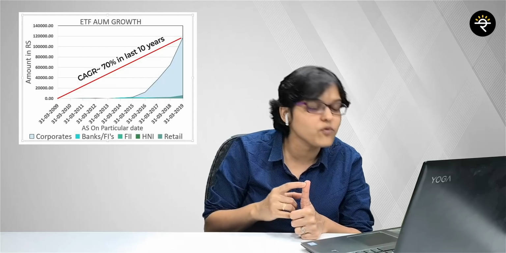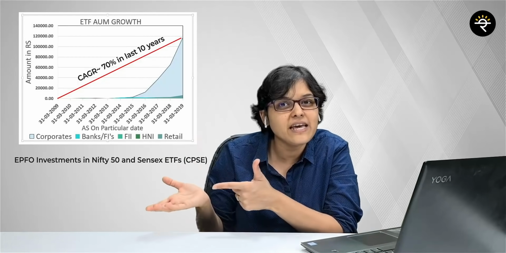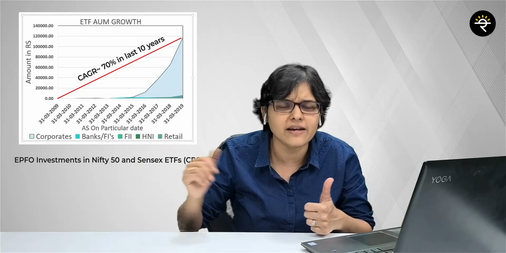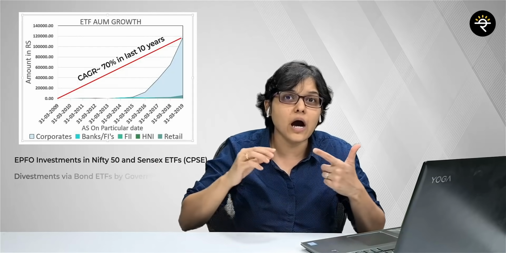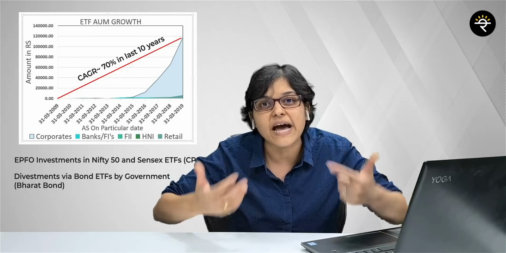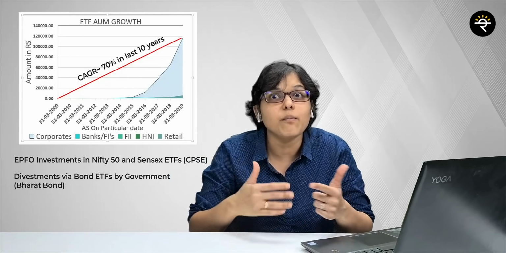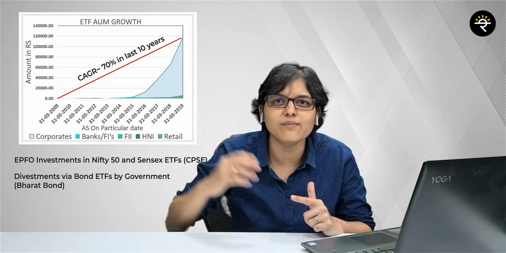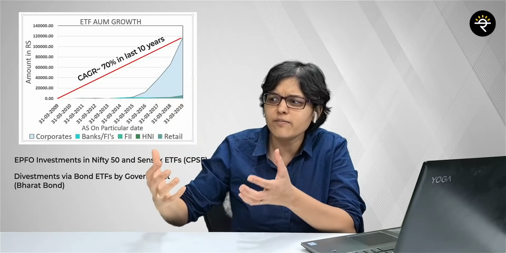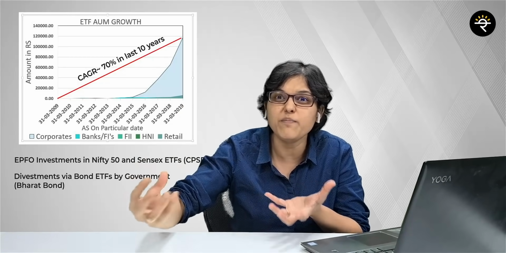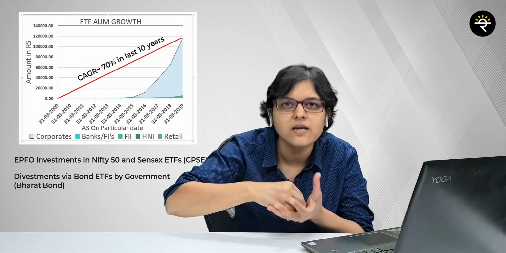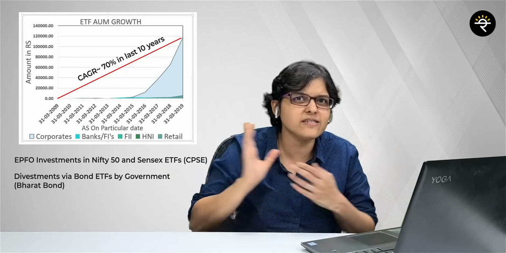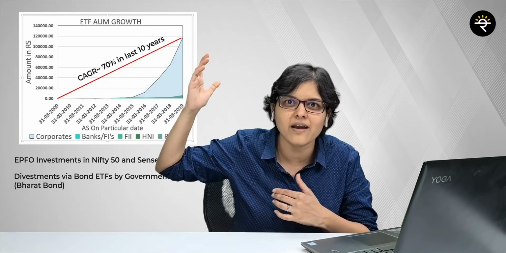Number one, EPFO, the Employees Provident Fund Organization, has started investing in Nifty ETFs and other ETFs. Number two, even our government has done a lot of divestment through ETFs like Bharat Bond ETFs. In fact, they have done multiple series of Bharat Bond ETFs. So more and more exposure, more and more people are going to invest in ETFs, and with more investment in ETFs, this graph is going to go higher and higher, right?